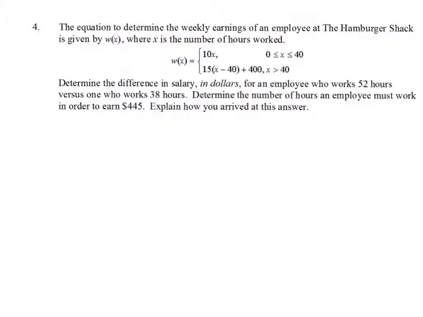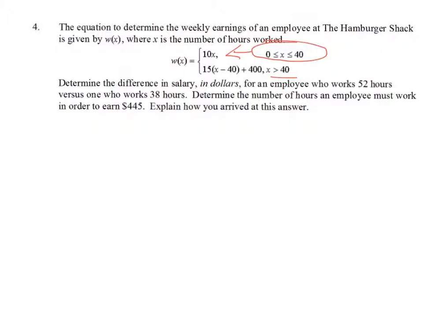For number 4, the equation to determine the weekly earnings of an employee at the Hamburger Shack is given by W of x, where x is the number of hours worked. So in between the hours worked of 0 through 40, we're using 10x, and anything greater than 40, we're using the function down below.